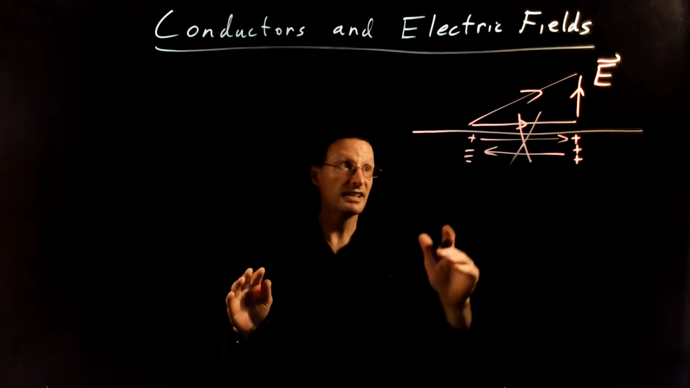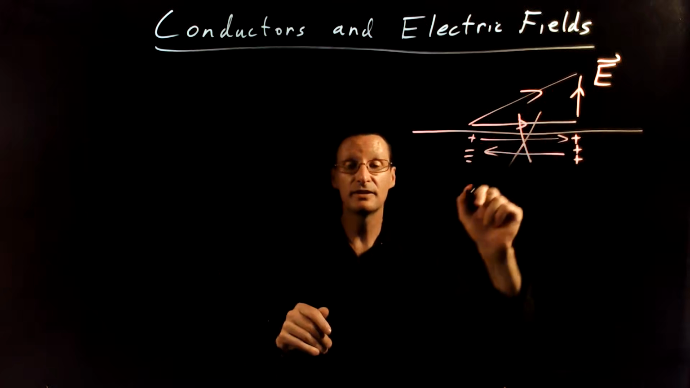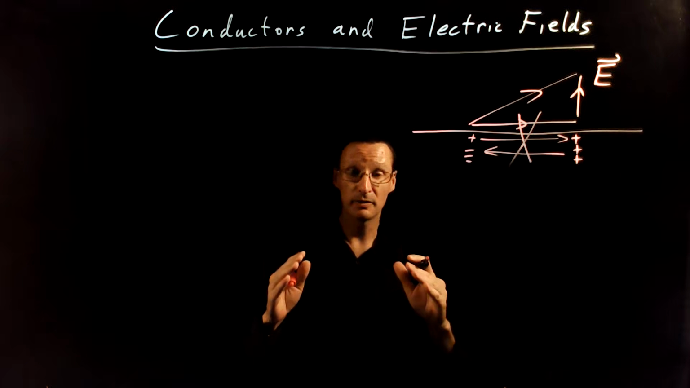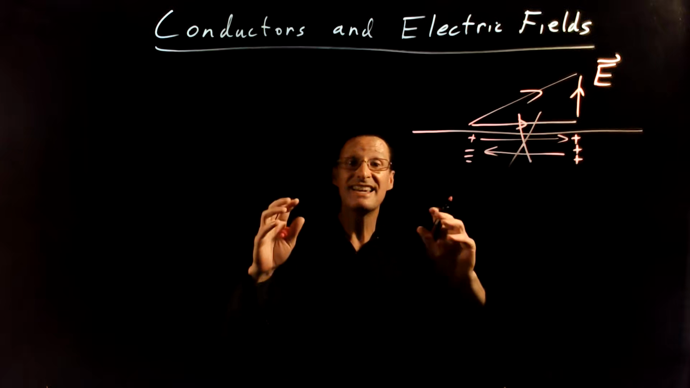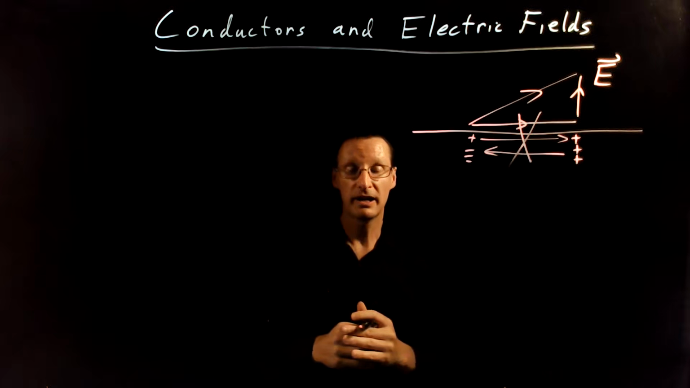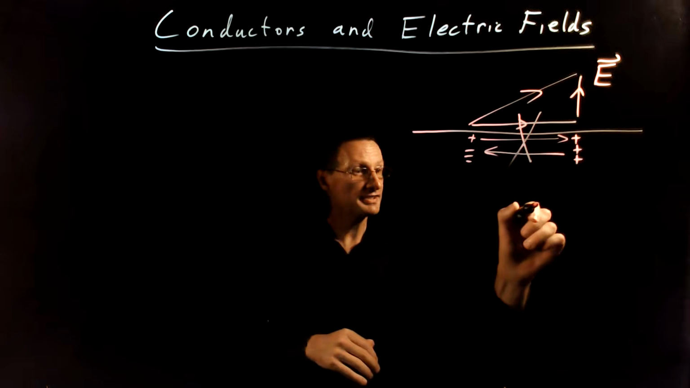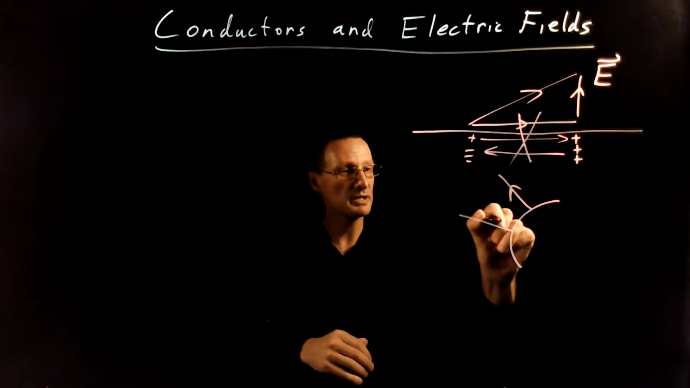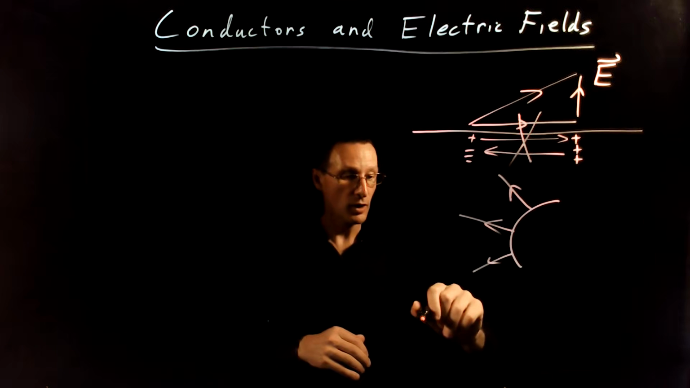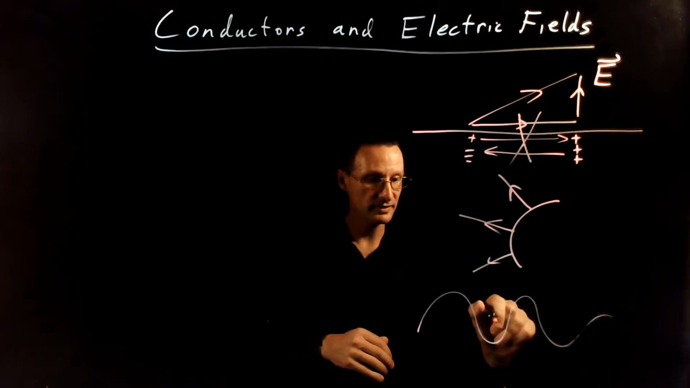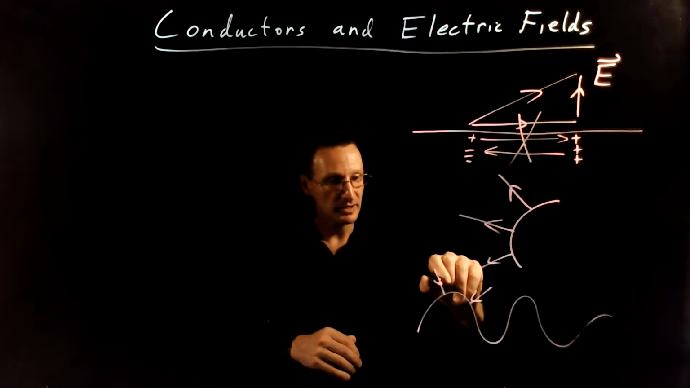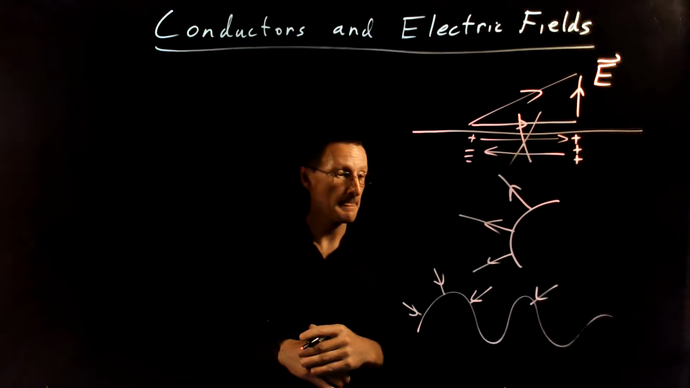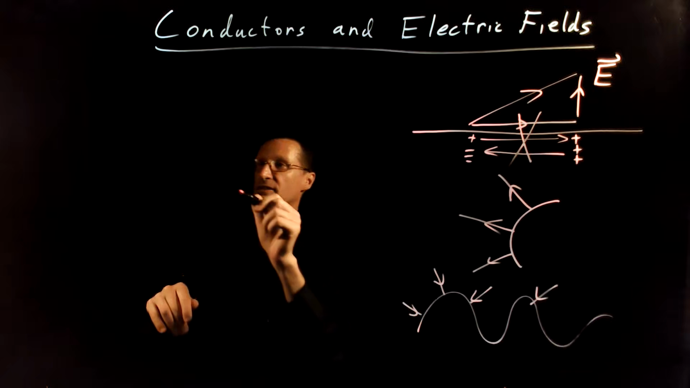In other words, the electric field can only be perpendicular to the surface of a conductor, because any parallel components will move the charges around until there is no more parallel component. All right? And this is true even if it's a curved surface. So the electric field has to be perpendicular to the surface. Or if it's some weird, wacky, undulating surface, the electric field has to be perpendicular to that surface at all points. Okay?